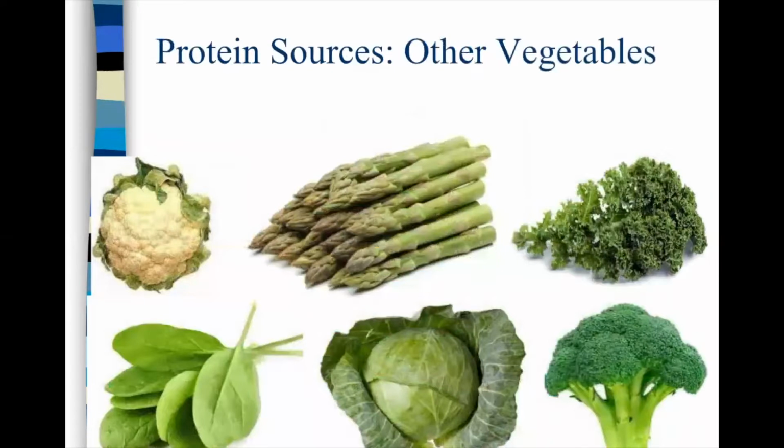Vegetable sources. Cauliflower, 40% protein, spinach, 49% protein, asparagus, cabbage, parsley, kale, broccoli here is 45% protein. So these are all really good vegetable sources of protein.